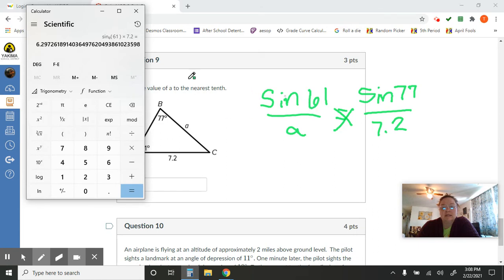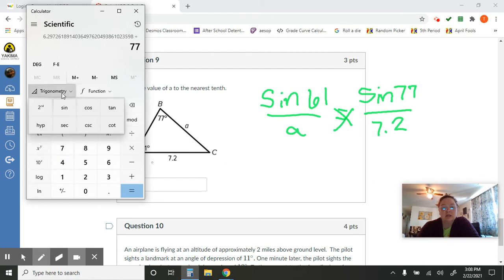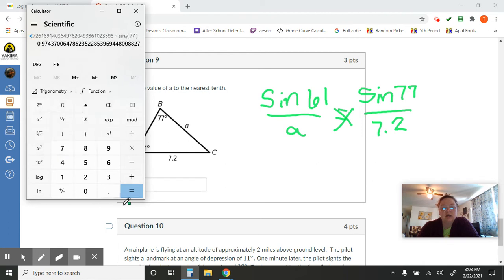Right? So that means that this 6.29726 and so on is equal to the sine of 77 times A. So I'm going to divide by the sine of 77. So I have to hit the 77 first, then hit the sine button, and then hit enter. And I would round this to the nearest tenth, which is one decimal. So 6.5 is the answer for this one.